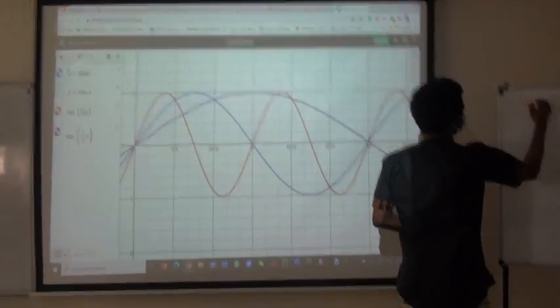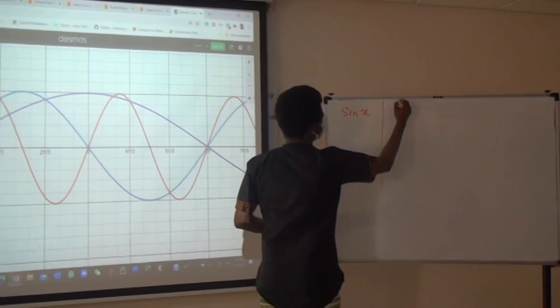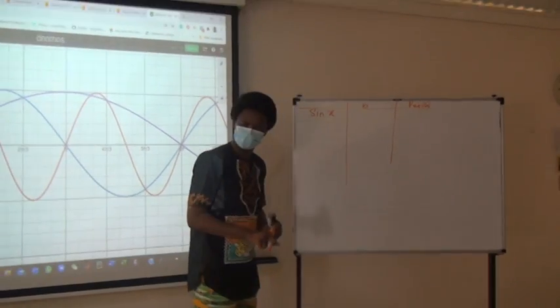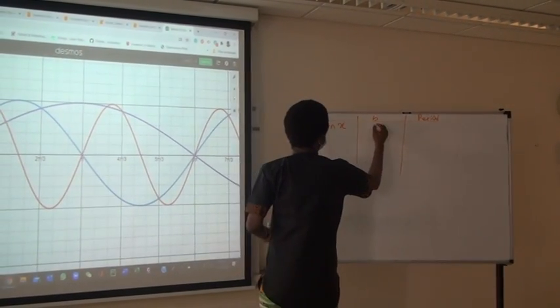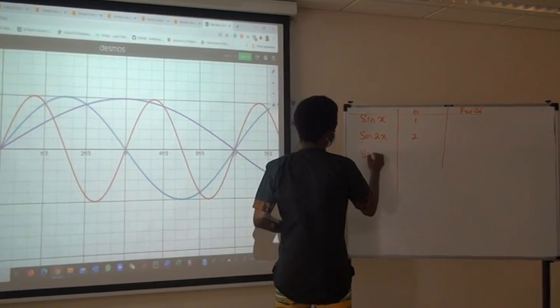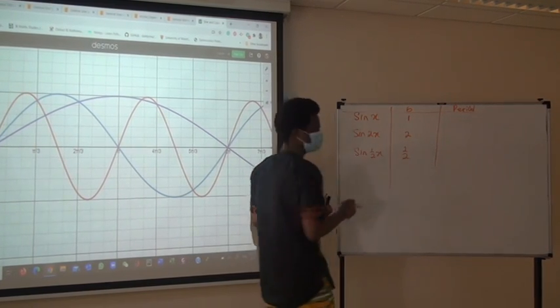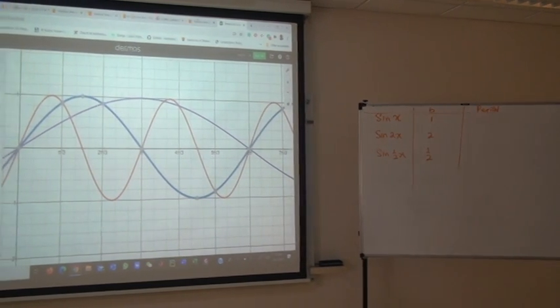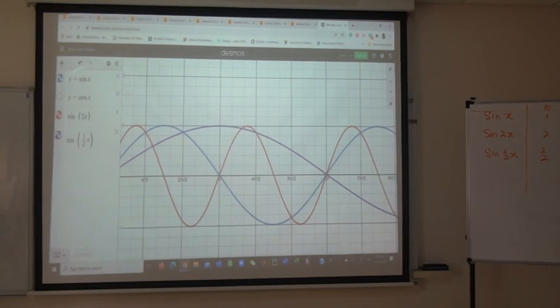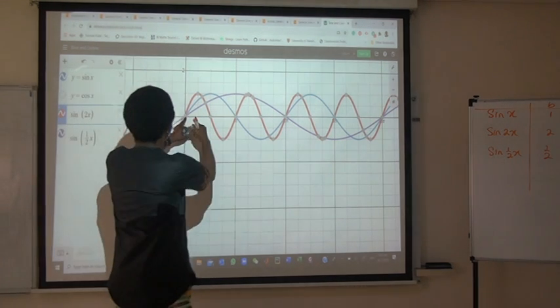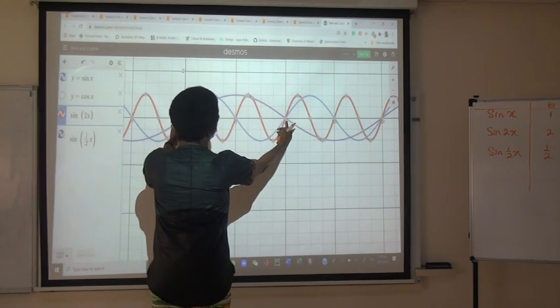When b is equal to 1, so in sine x, b value and period. Let's try to see the relationship. When you have sine x, of course b is 1. Sine 2x, your b is 2. Sine half x, your b is 1 over 2. Right? Now, let's look at the period in each case. So for the first one, can we see? Hopefully. For the first one, which is blue, the period is 2 pi, right?